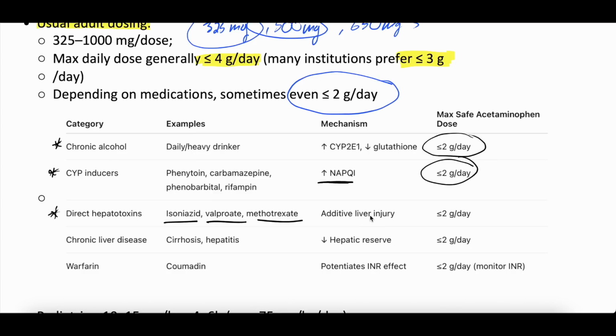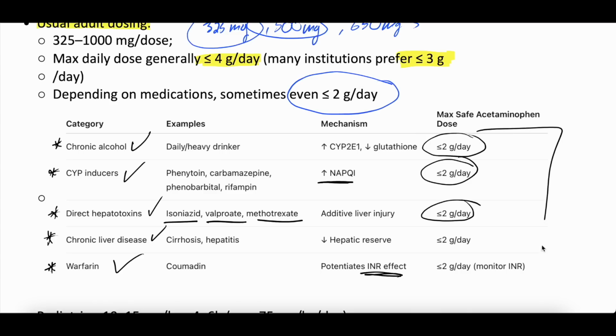can lead to additional liver stress, and that's why the recommendation is less than 2 grams per day in those folks too. Anyone with chronic liver disease or folks on Coumadin actually, because the acetaminophen can potentiate the INR effect from Coumadin. So all of these folks, chronic alcoholics, patients on CYP-inducing medications, patients on direct hepatotoxic medications, patients with chronic liver disease, or on Coumadin, all should take less than 2 grams per day.